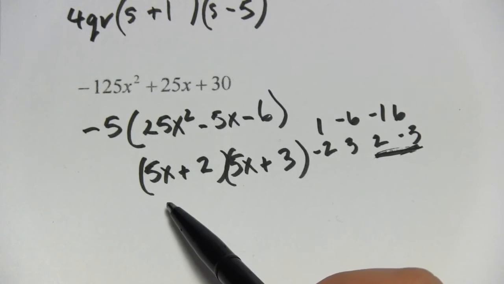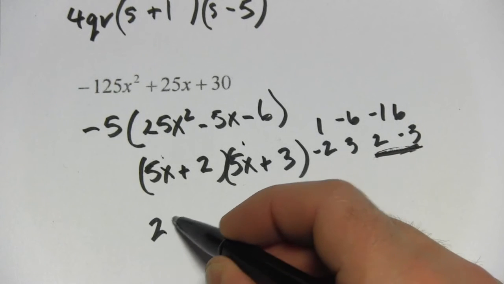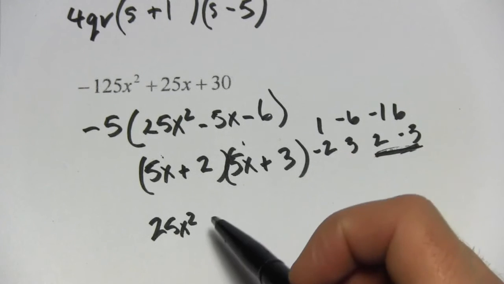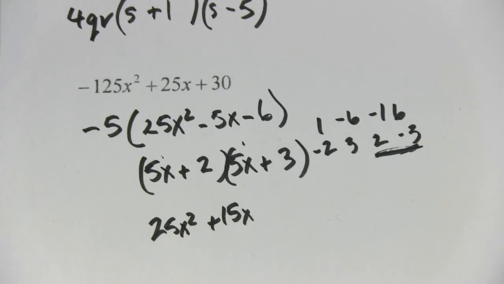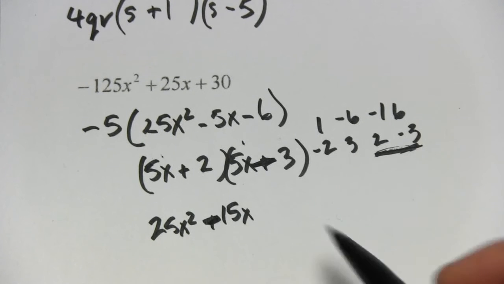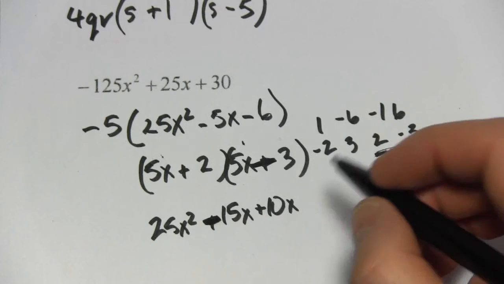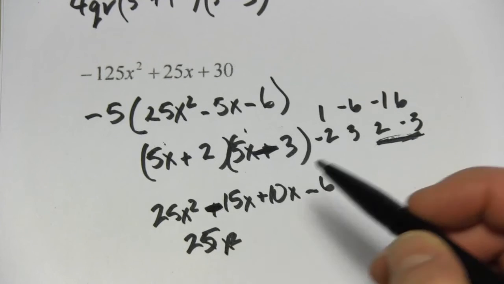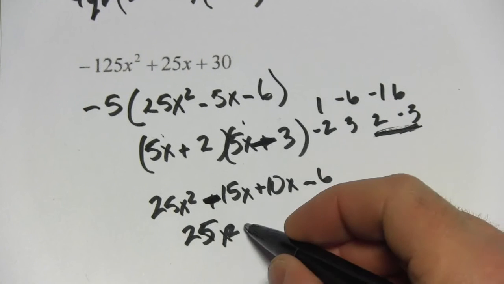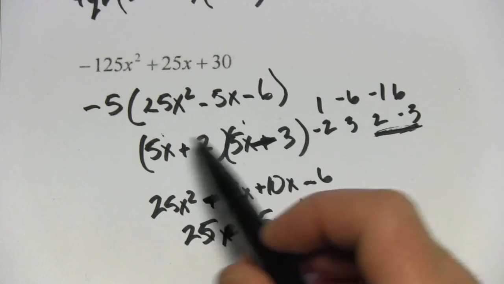Now, I'm going to test this, because this is a tricky one, by foiling it out. So first, 5x times 5x, that's 25x squared. Outside, 5x times negative 3 is minus 15x. Inside terms, 2 times 5x is plus 10x. And last, 2 times negative 3 is negative 6. So I've got 25x squared. And then negative 15x plus 10x, that's a minus 5x. Aha, that's what I wanted there. And then a negative 6. So all of that works.